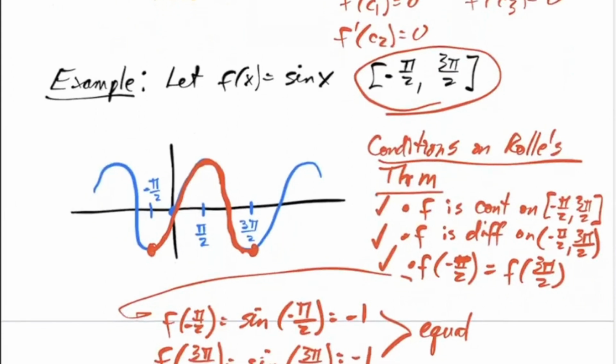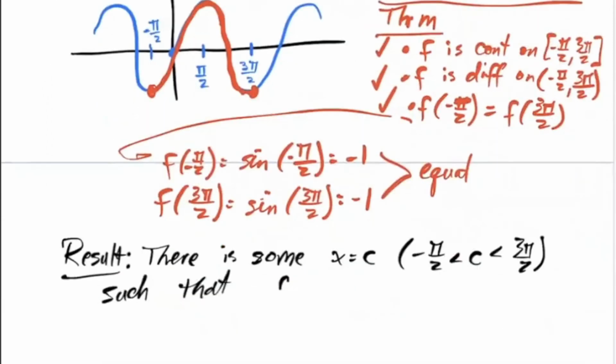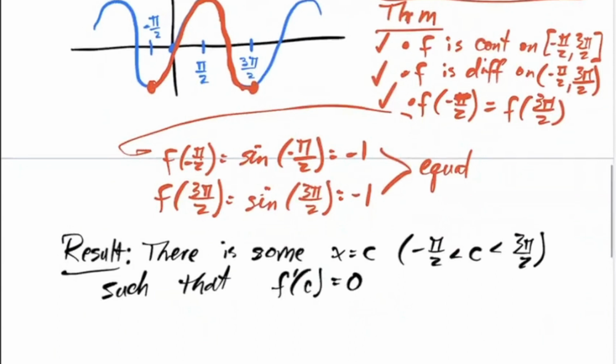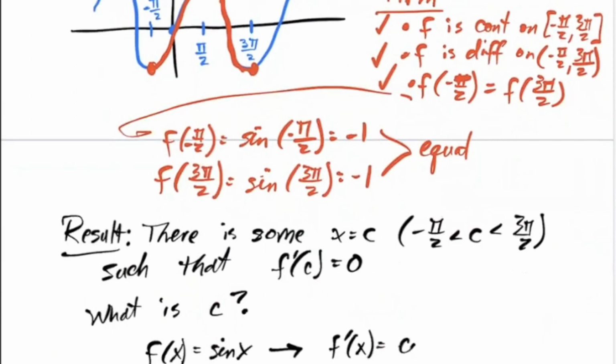Okay, so then what do we have? So the result: there is some x equals c, where c is between negative pi over 2 and 3 pi over 2, such that the derivative at c equals 0. All right, so what is c? Well, let's take the derivative of f. So f is sine of x, so that means the derivative is going to be cosine of x.